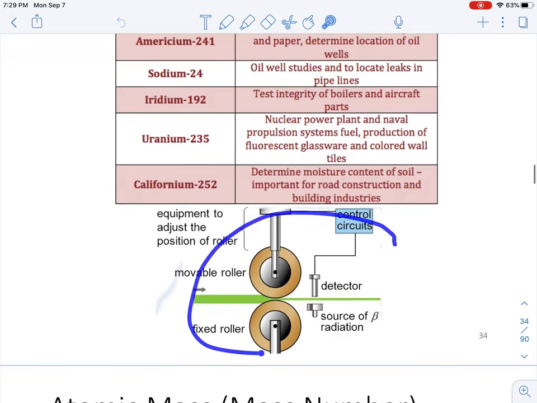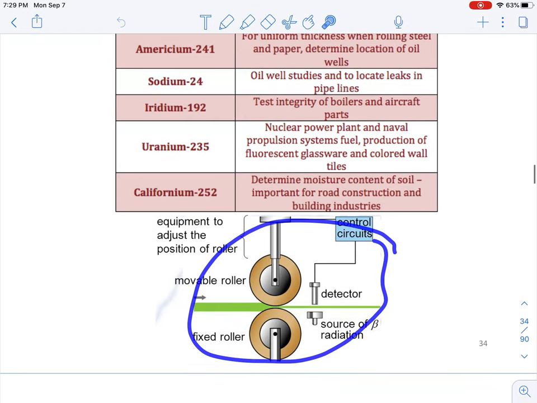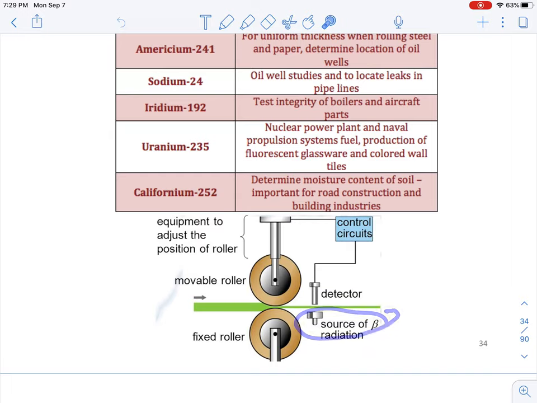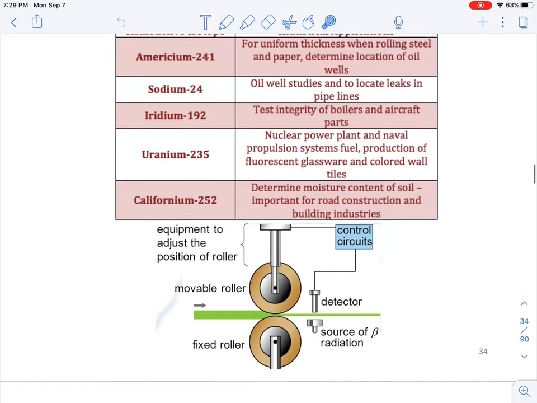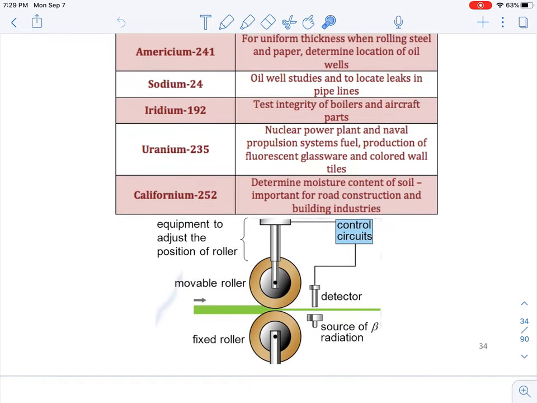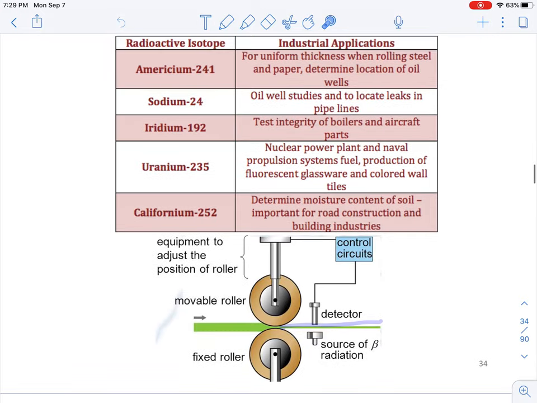And so this is an example of americium-241. So here we have the source of radiation. This is where americium-241 is going to be located, and there's a detector. And so it's just going to pass beta particles through this sheet of metal, and that will help us calculate the thickness of this metal sheet.